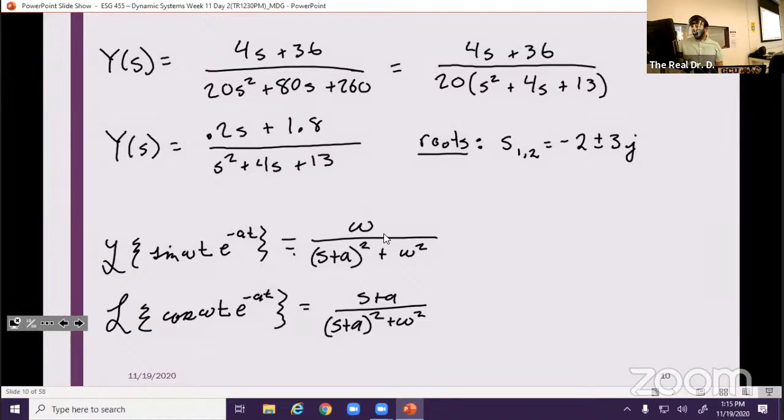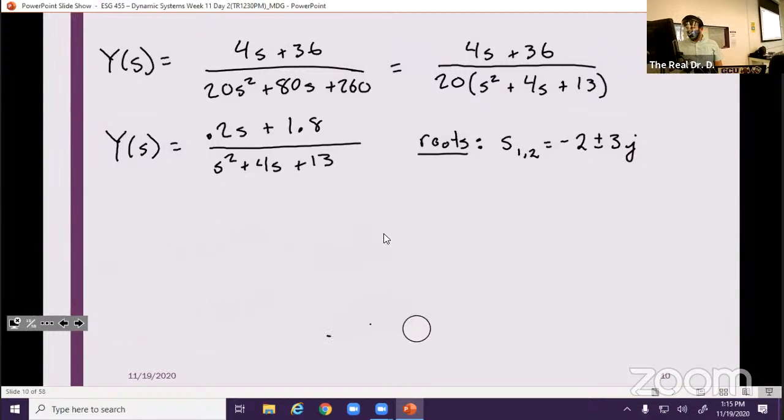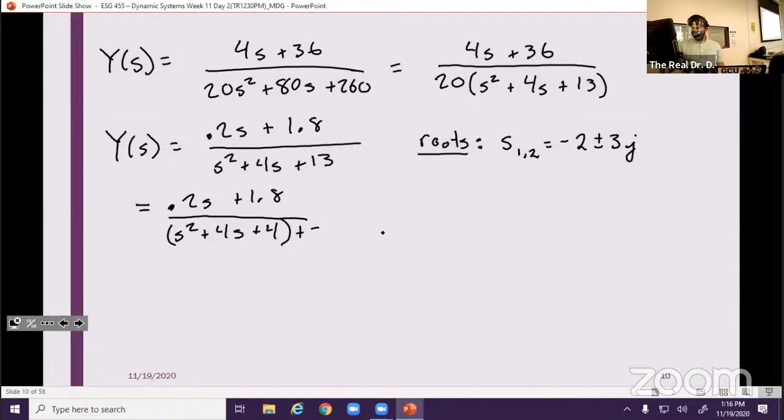So let's complete the square here. I'm going to erase this so I have some room, but that's on the table anyway. So this equals 0.2s plus 1.8 divided by, if I'm going to complete the square, s squared plus 4s. I take half and square it, so that's plus 4. And what's left is 3 squared, or 9, depending on how you like to roll. But there's a reason I want to call it 3 squared: now I know what omega is directly.